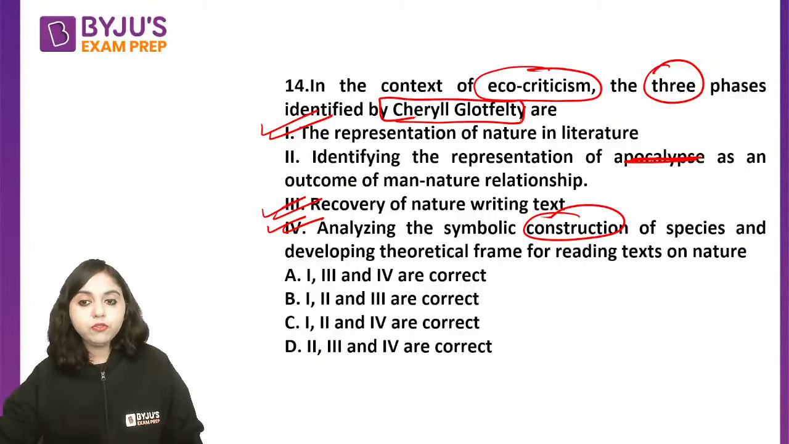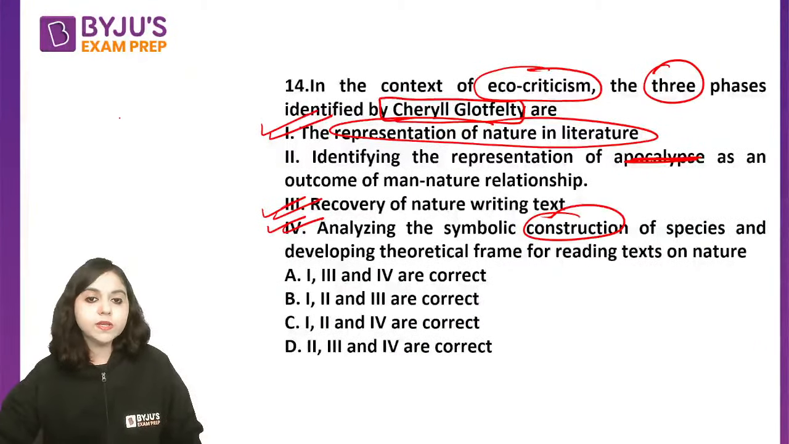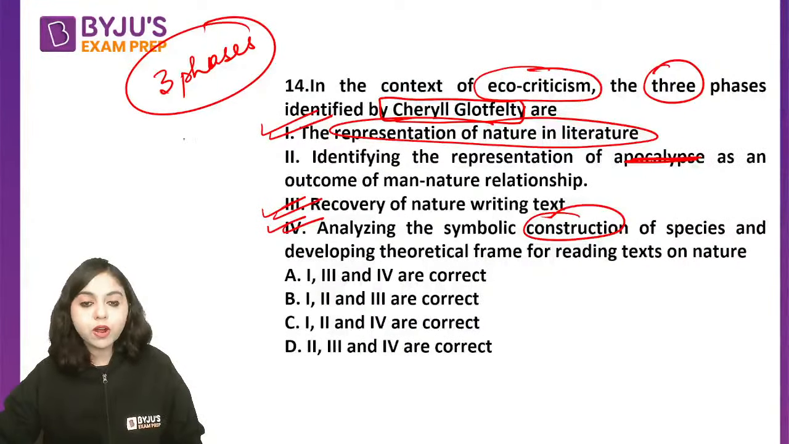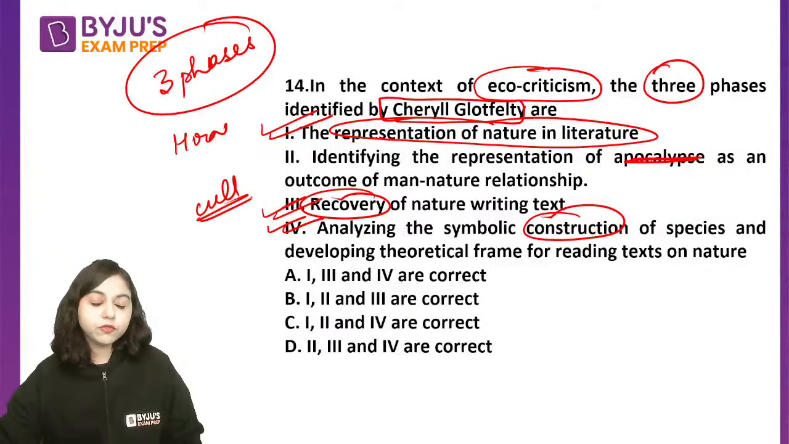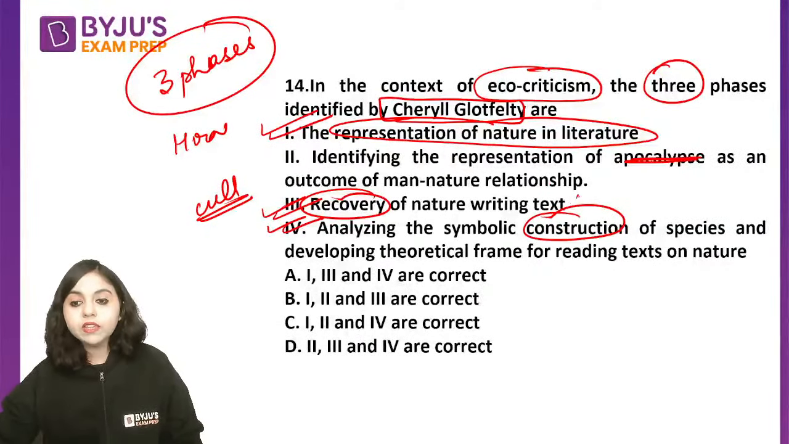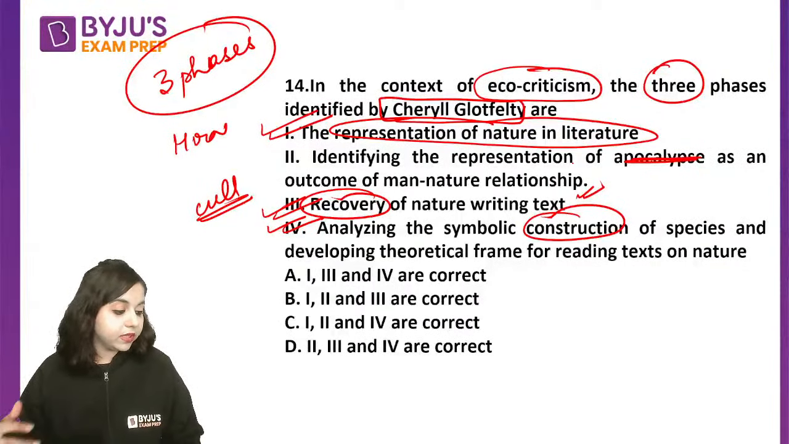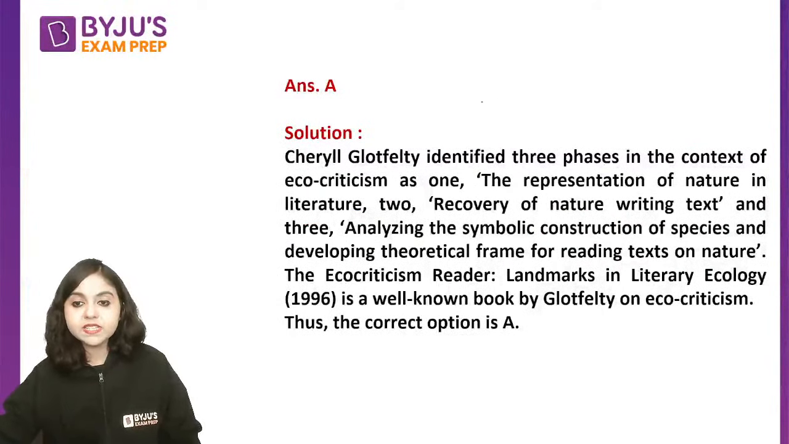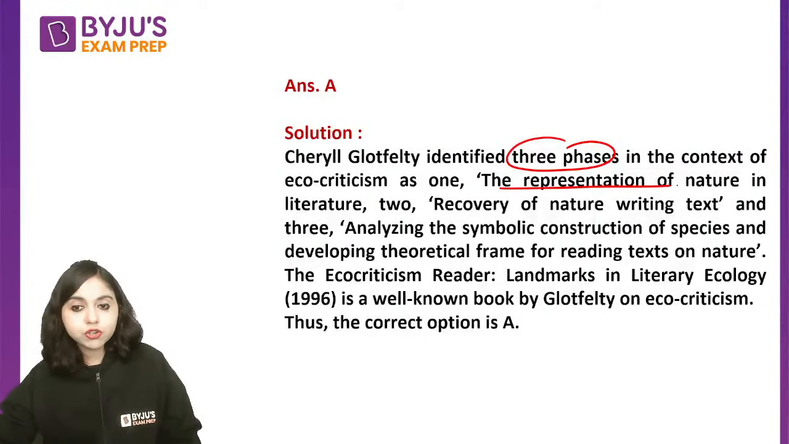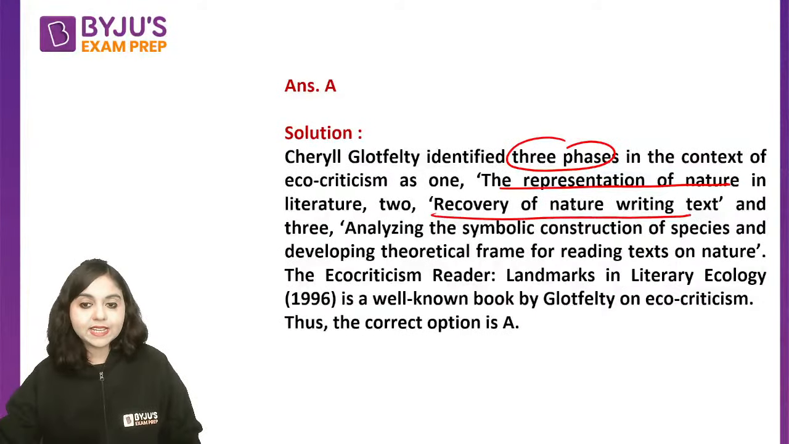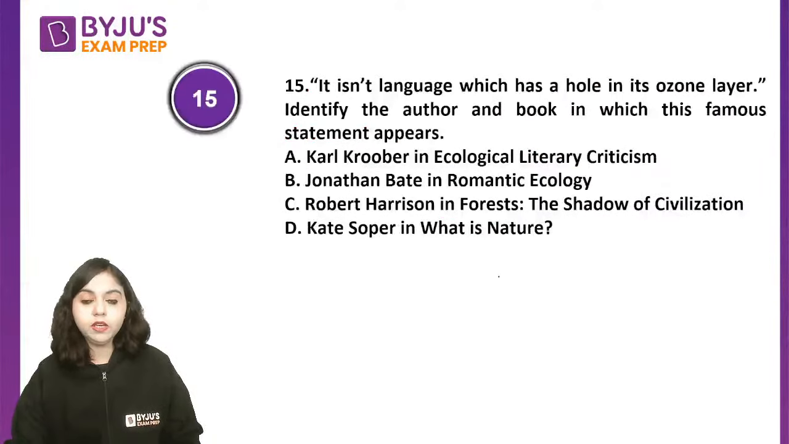What is the first thing? You have to see the representation. How is nature getting represented? So the three phases, according to Glotfelty, the first one is you have to look at how nature is getting represented. Then you're looking at the recovery. Then you're trying to literally cull out the various instances of nature representation. And finally, you're looking at the construction overall. That is something that is taking place. So please remember three phases: the representation of nature, recovery of nature writing text, and then analyzing the symbolic construction. That is something. The Eco-Criticism Reader, Landmarks in Literary Ecology. This is by Glotfelty, an epic work in eco-criticism.